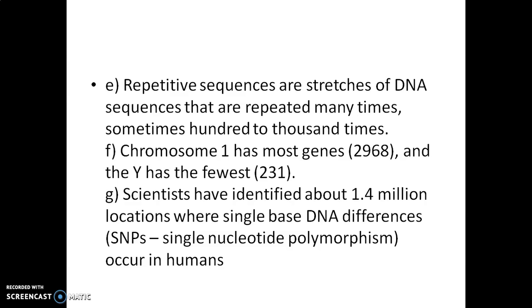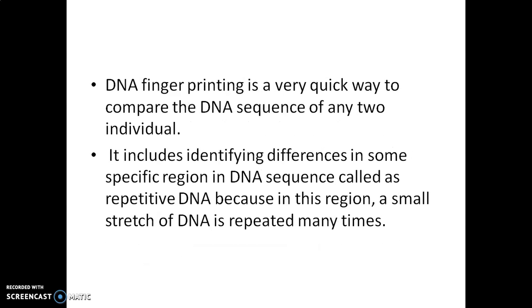Then the next salient feature: repetitive sequences are stretches of DNA sequences that are repeated many times, sometimes 100 to 1,000 times. And chromosome 1 has the most genes, 2,968 genes are there. And the Y chromosome has the fewest, only 231. Then scientists have identified about 1.4 million locations where single base DNA differences, SNPs, single nucleotide polymorphisms, occur in humans.